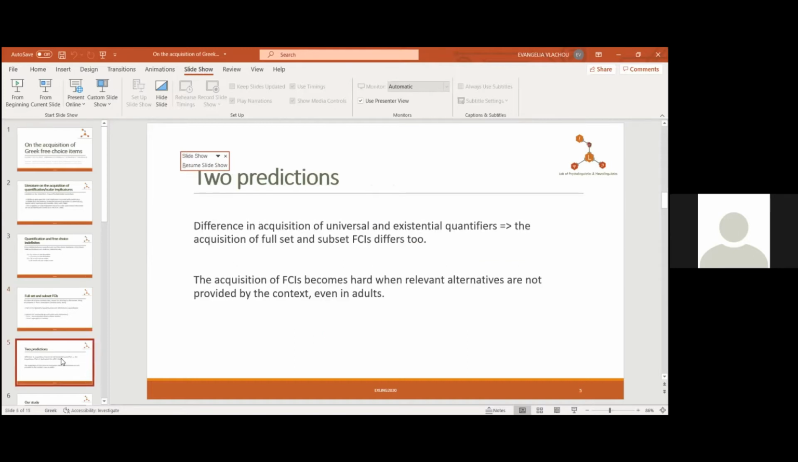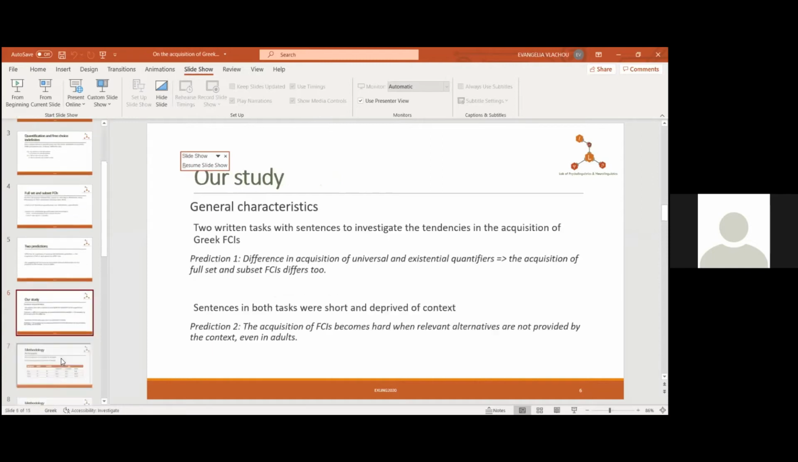So the combination of the results of the literature on the acquisition of quantification and scalar implicatures, and also on the role that the relevant alternatives play in the acquisition of scalar implicatures, allows us to make the following two predictions. First, there is a difference in the acquisition of full set and subset FCIs. And second, the acquisition of FCIs becomes harder when relevant alternatives are not provided by the context, even in the case of adults.